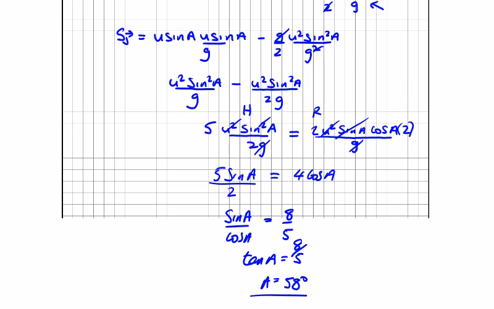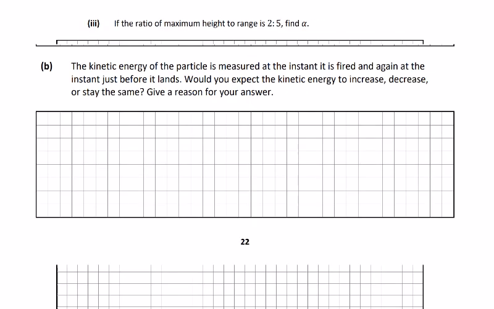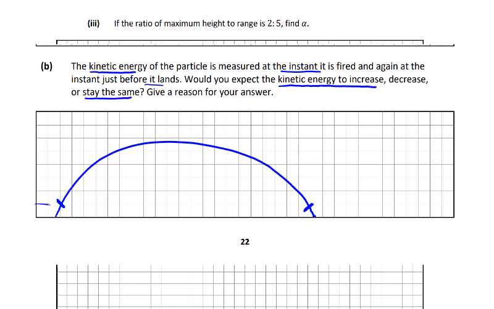And then the last part asks us about the kinetic energy of the particle, measured at the instant it's fired and again at the instant just before it lands. So, the symmetry of our curve: they measure here and exactly the same point over here. What would we expect the kinetic energy to do: increase, decrease, or stay the same? At these equal points here, we would expect the kinetic energy to be the same.